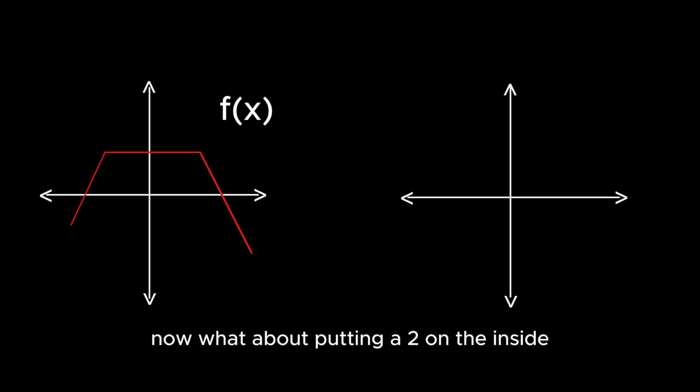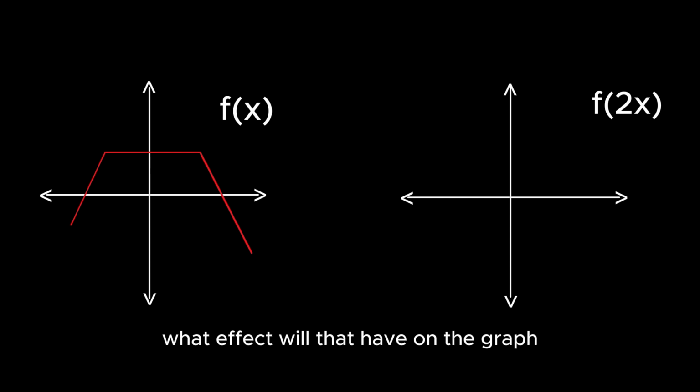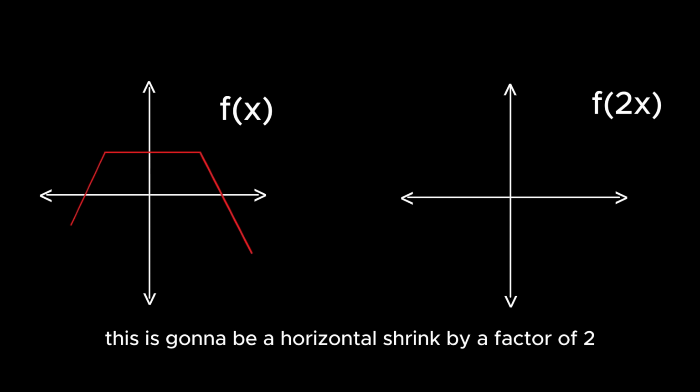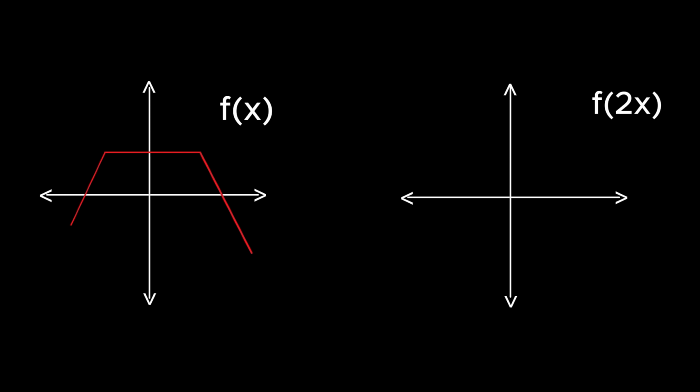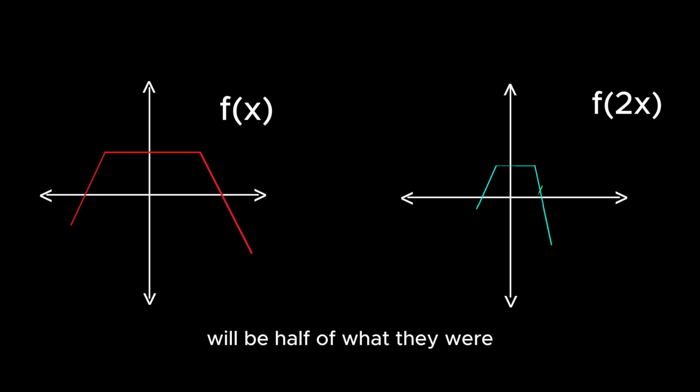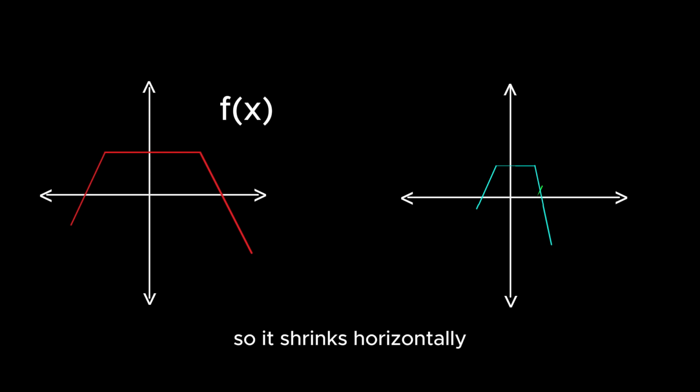Now, what about putting a 2 on the inside? What effect would that have on the graph? This is going to be a horizontal shrink by a factor of 2. So the y values will be the same, but the x values will be half of what they were. So it shrinks horizontally. What's the base? Just that.